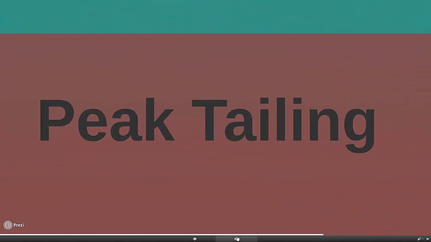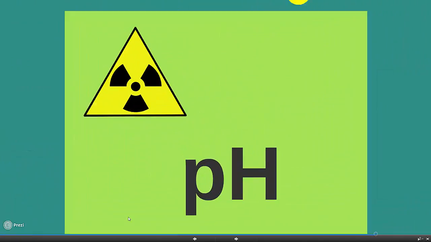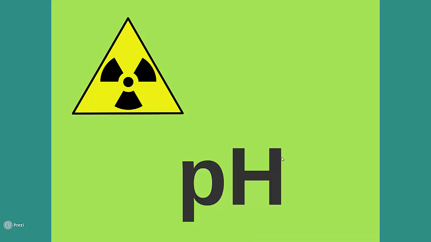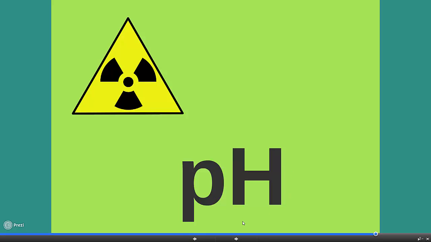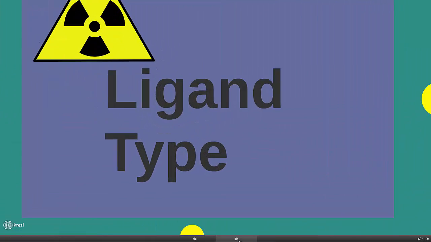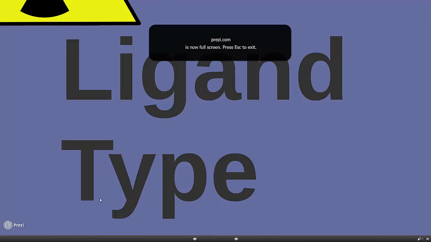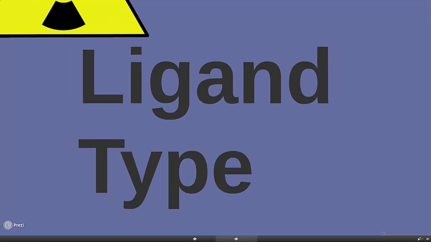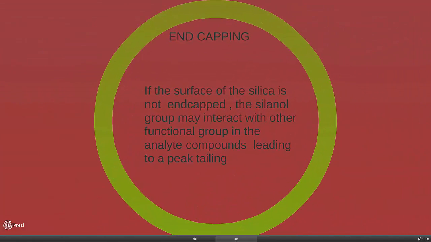Let's look at peak tailing. Peak tailing can be caused by pH. pH alters the properties of analytes, since sometimes they're ionized or non-ionized. This will determine how long they're going to stay in the column and probably lead to peak tailing. Ligand type as well. Different ligand types behave differently, so they can cause the compound to stay longer or shorter in the column.